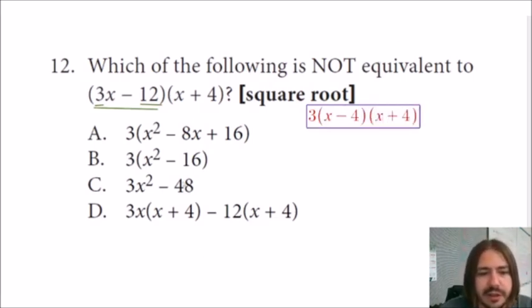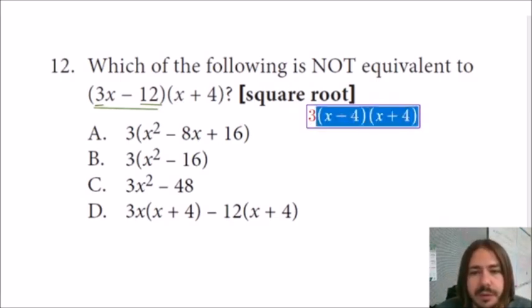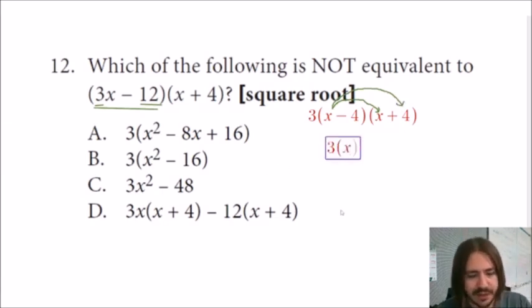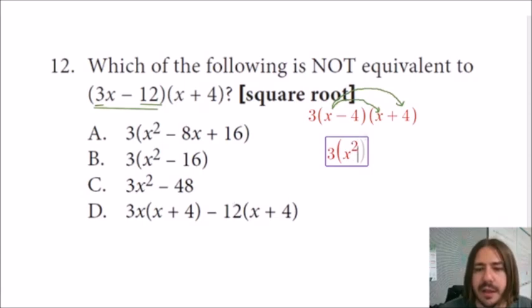Okay, so I'm looking at these answer choices. It doesn't really look like any of them, so I'm going to keep going. From here, I can multiply these two together. I can use FOIL or the distributive property. Essentially what I want to do is multiply x times x, and then x times 4. So x times x is going to be x squared. x times 4 is going to be plus 4x.